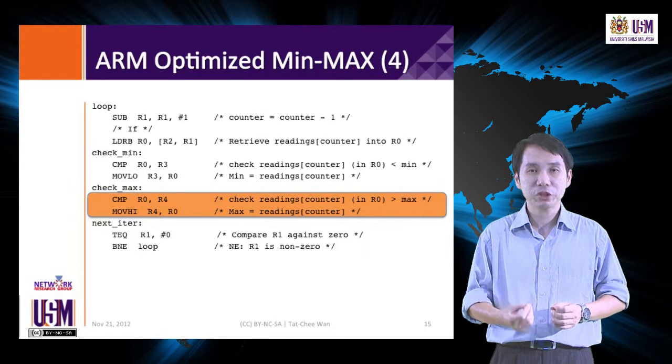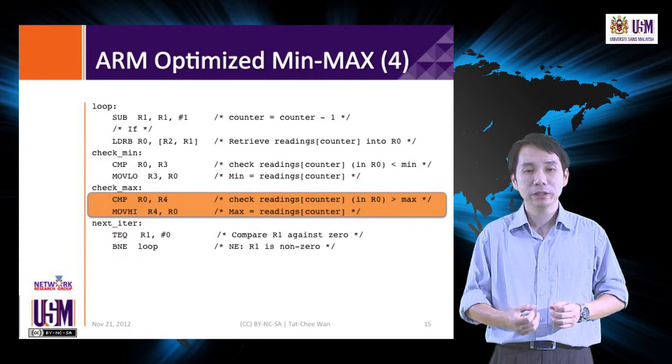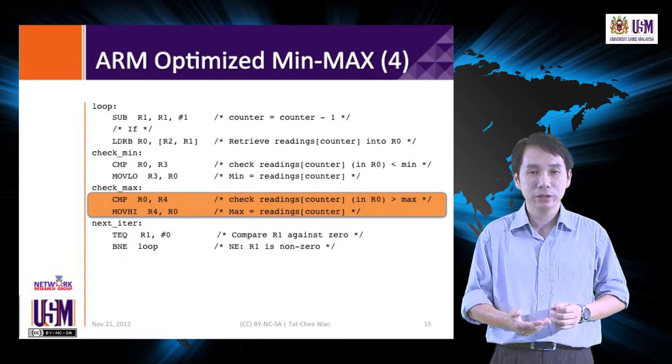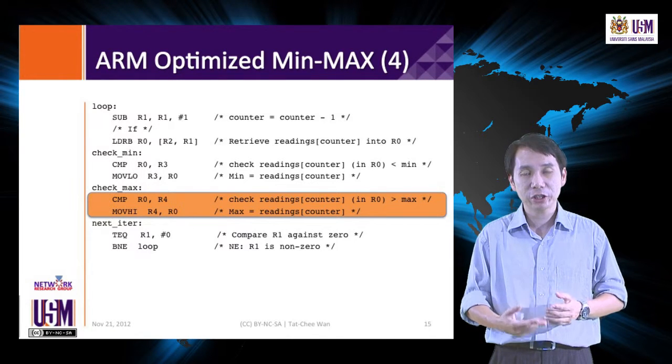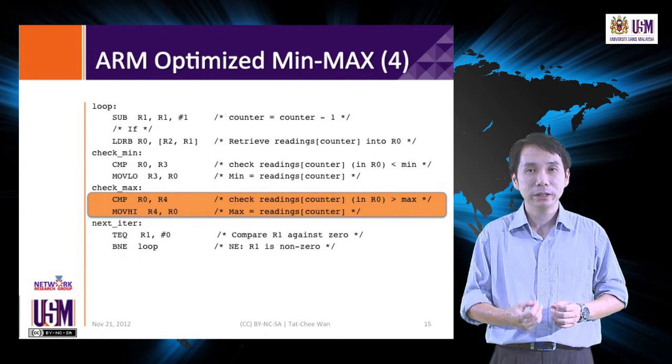Next, we will perform the check for the maximum value. Similar to the earlier section, we will compare R0 against R4, which is the maximum value. Is it greater than R4? If it is, then we use the conditional execution instruction move high to copy the value of the current reading into the new maximum value in R4.